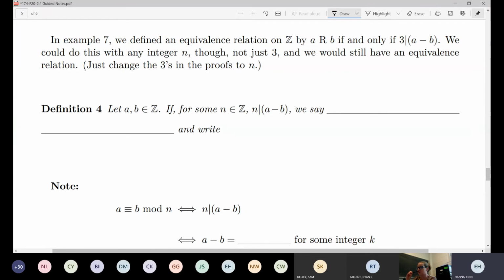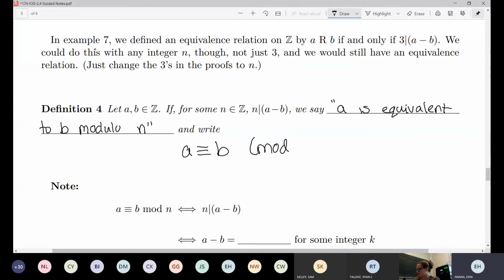Anyway, in example 7, we defined an equivalence relation. We were doing that divides thing. We could do this for absolutely any integer, not just 3. You could do the same proof, just instead of wherever you wrote a 3, you would write an n. So if you have any two integers a and b, and for some integer n we have that n divides a minus b, we're going to say, and I'm going to write it in quotes, a is equivalent to b modulo n. And you would write it as a is equivalent to b.